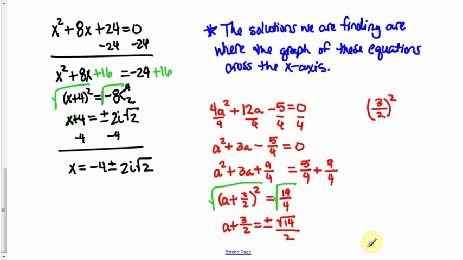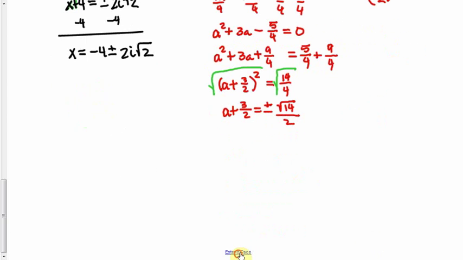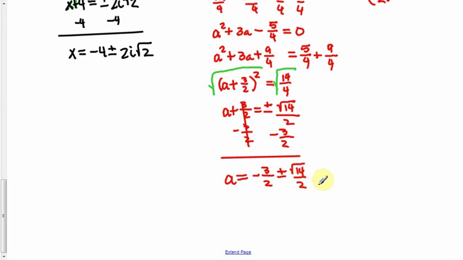What do I do with that 3/2? Subtract 3/2 from both sides of the equation. Write it first when you write your answer. So you're going to get a equals, that goes away, negative 3/2 plus or minus square root of 14 over 2. And the 2 is not under the radical. Any questions?